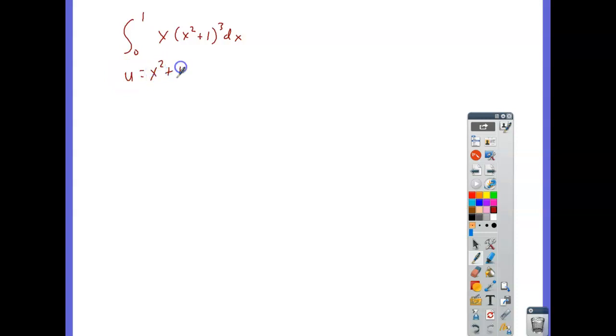Is the x squared plus 1? Okay, all right, move forward. du equals 2x dx, right? So now that I know that, I'm going to set this thing up so it looks like the way I want to, 0 to 1. I've got x squared plus 1 to the 3rd, x dx.